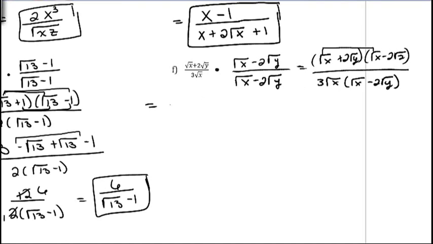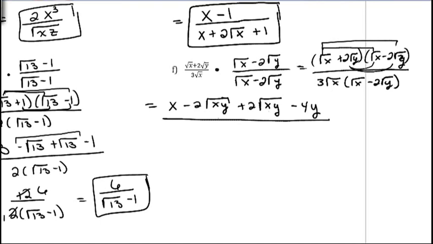Square root of x times the square root of x gives us x. Square root of x times negative 2 square root of y is negative 2 square root of xy. And 2 square root of y times square root of x is plus 2 square root of xy. And then 2 square root of y times negative 2 square root of y is going to be negative 4y.